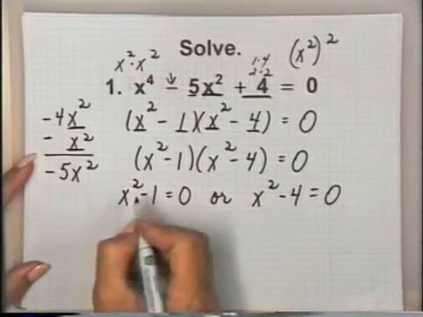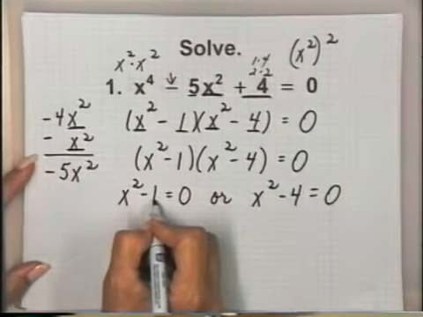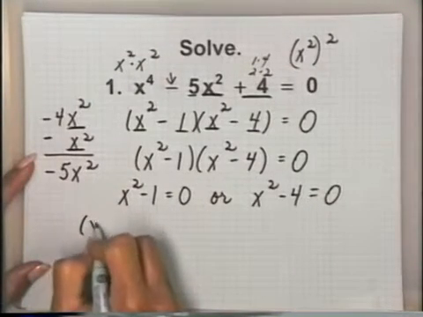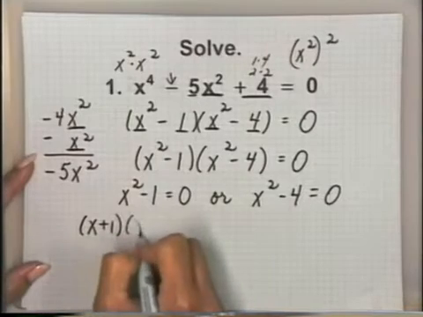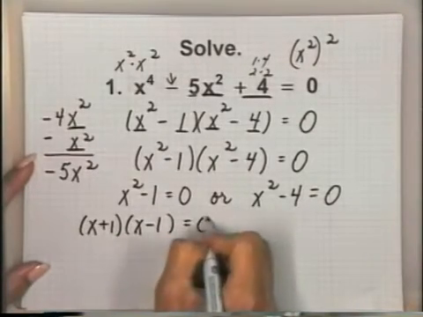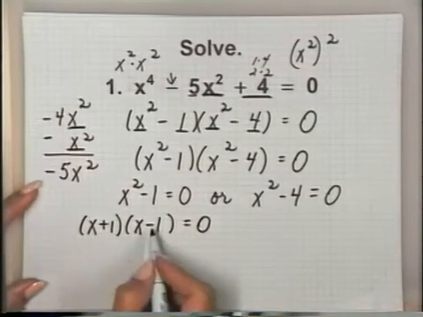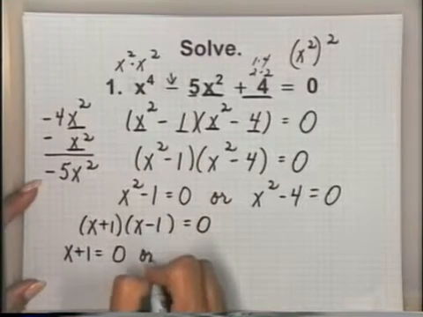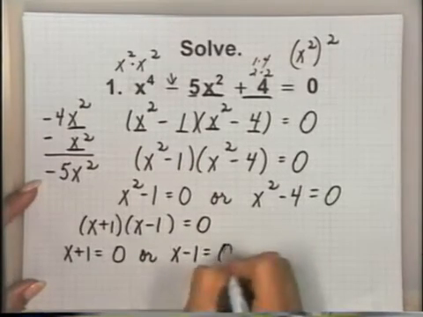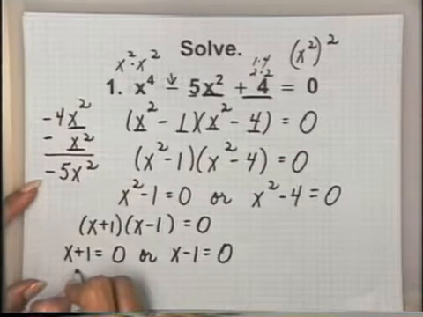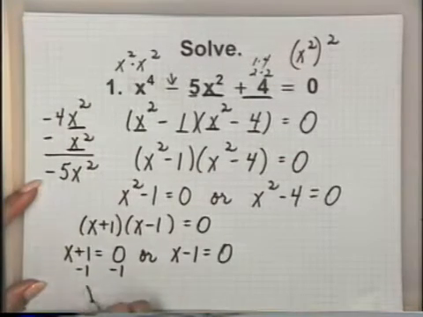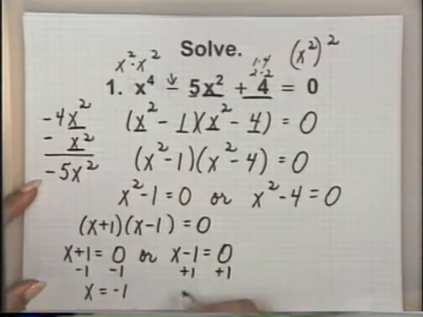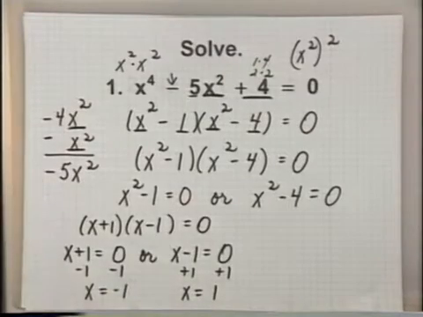Solving this first equation, it is a quadratic equation. It does factor. It is the difference of squares. It factors as x plus 1 times x minus 1 equals 0. Once again, using our zero product theorem, we know that x plus 1 equals 0, or x minus 1 equals 0. Solving this first equation, let's subtract 1 from both sides. We get x equals negative 1. And for this second equation, let's add 1 to both sides. We get x equals 1.